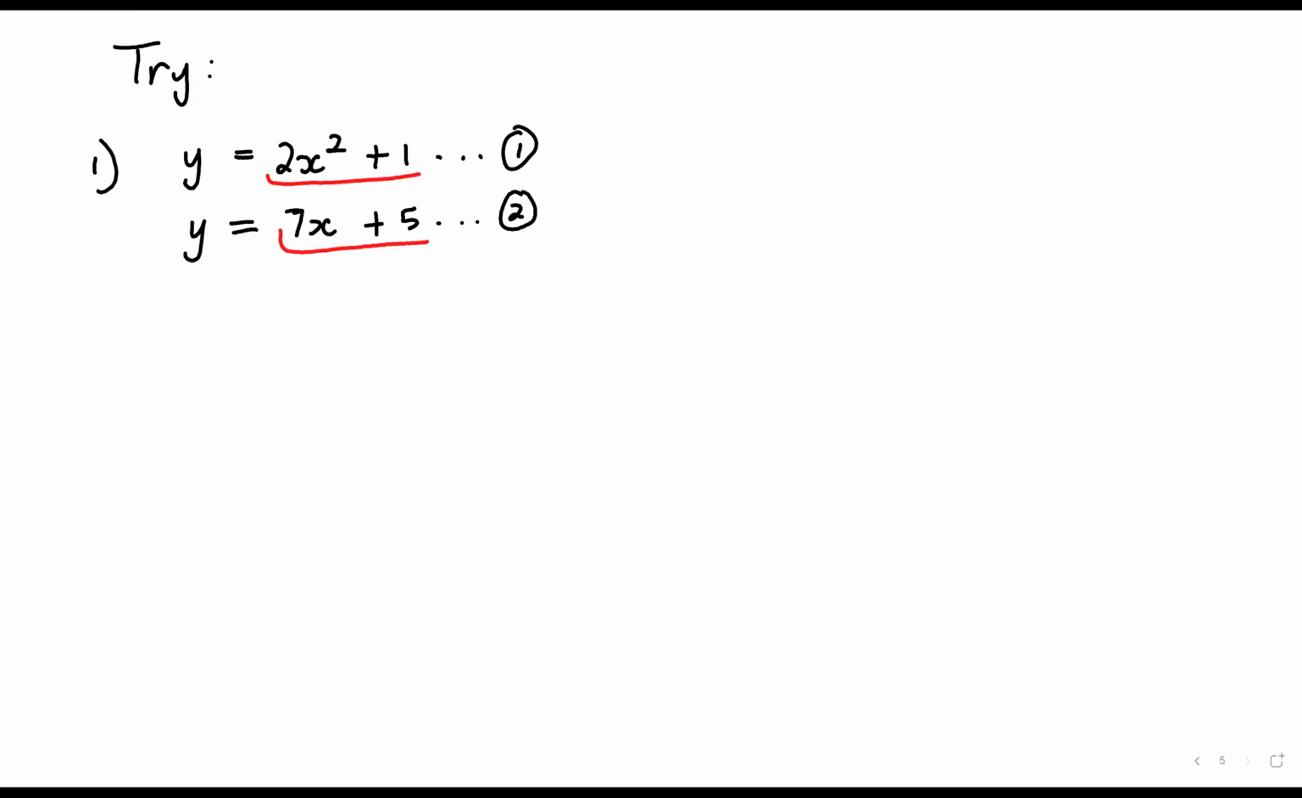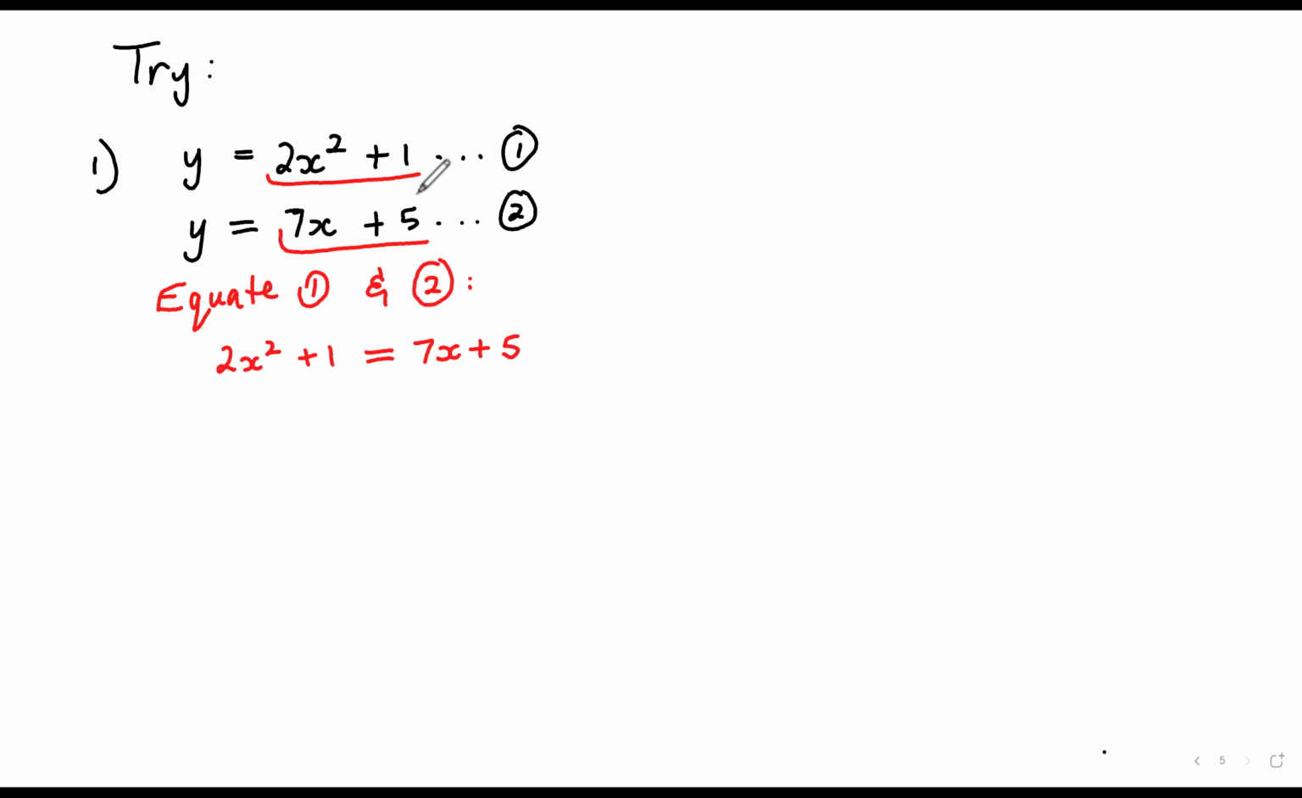So what we can do is equate 1 and 2, meaning that we literally say that 2x squared plus 1 is equal to 7x plus 5, right? Because they're both equal to y. Is that okay so far? Yeah. If they're both equal to y, it means they're both equal to the same thing, right? So the next thing, we equated them.